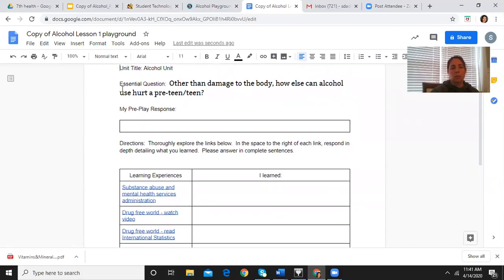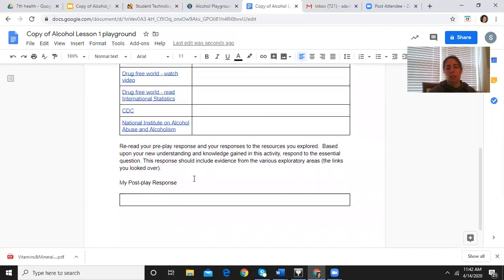Okay, so the first thing you need to look at right here is the essential question. Other than damage to the body, how else can alcohol use hurt a preteen or teen? So other than hurting your body, hurting your liver, hurting your brain, how else can it hurt you? Write it down here in my pre-play response. It's okay if it's wrong. I'm not looking at this to be right. I'm looking down here to see what you learned.